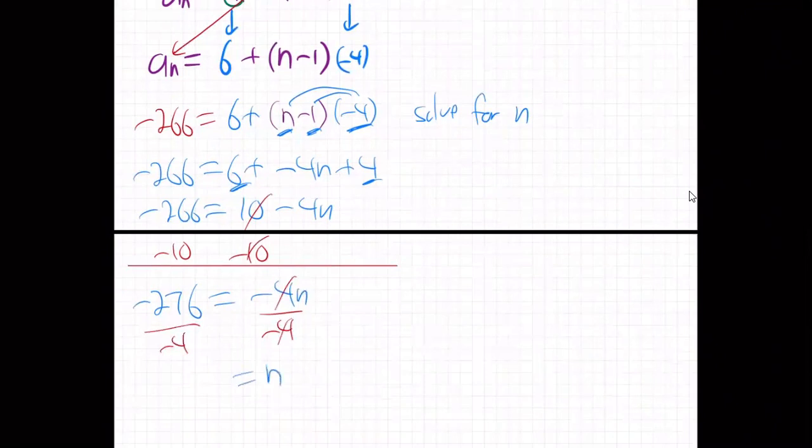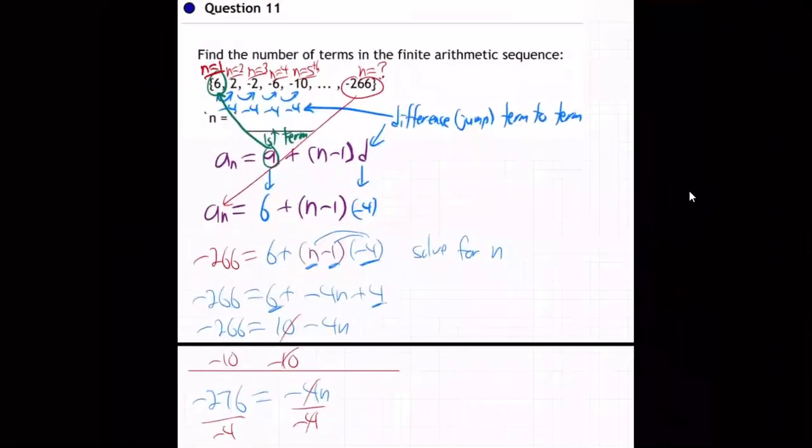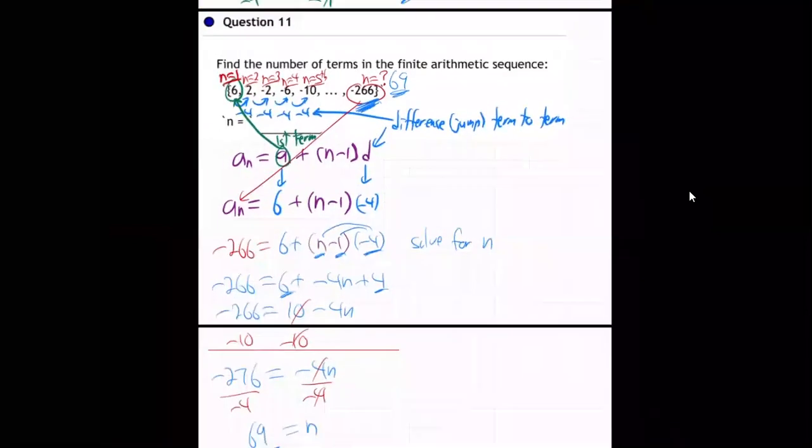n equals, and now I'm going to use my calculator here. I'm getting 69. So that means that's the 69th term. Does that make sense? The n here is 69. This is the 69th term. So find the number of terms. Well, there's 69 terms is the answer, because that last term is the 69th term. That's what we just discovered.